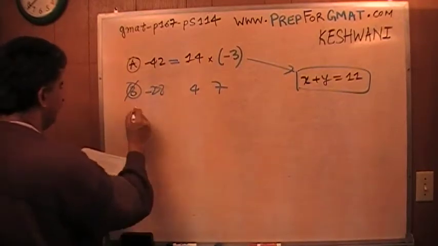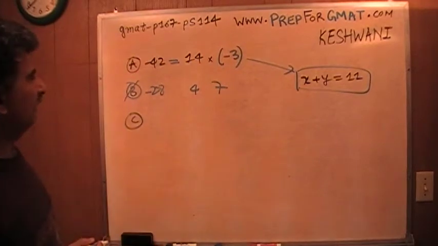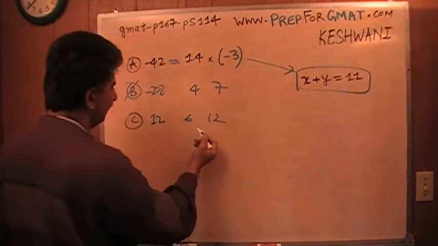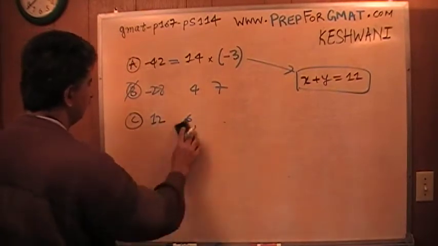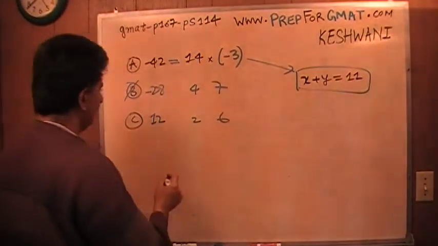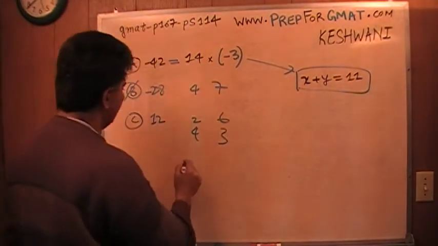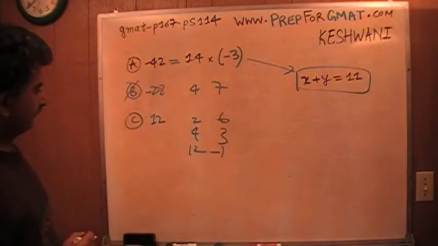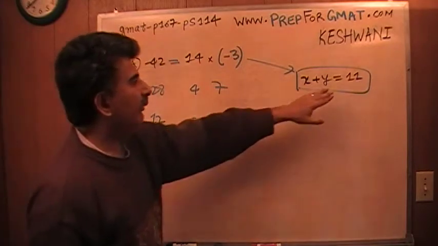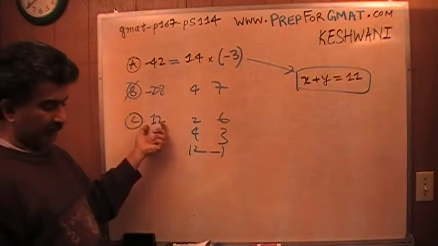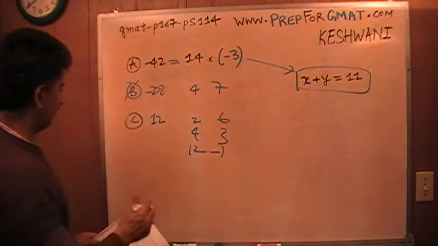Similarly, C is 12. I don't know why I'm going through all this. The answer we already know is 14 times negative 3. 12 is not going to work because you can have 2 and 6. There's no way they're going to add up to 11. Or you can have 4 and 3. They're not going to add up to 11. Or you can have 12 and 1. Here you can have a positive 12 and a negative 1 that will add up to 11, but then the product of positive 12 and a negative 1 is going to be a negative 12. We have a positive 12 here. That's not going to work.